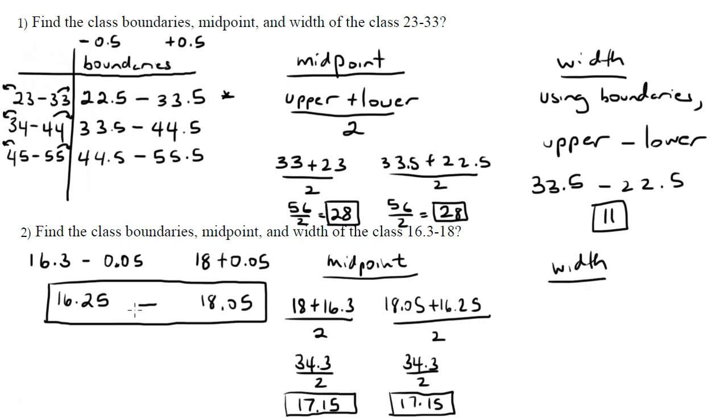And the width. Again, I'm going to be using the boundaries and subtract 18.05 minus 16.25. This dash here is for the interval, and this dash here is subtraction. Subtract 18.05 minus 16.25, and that's 1.8. That's the width.